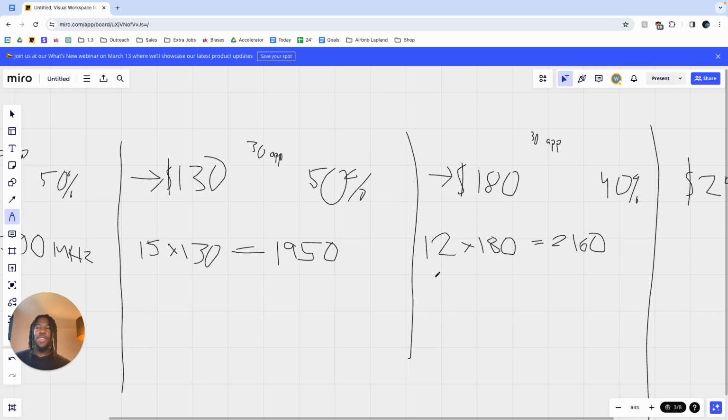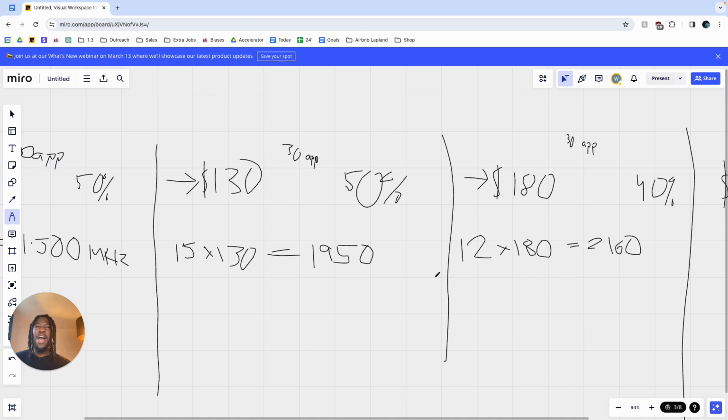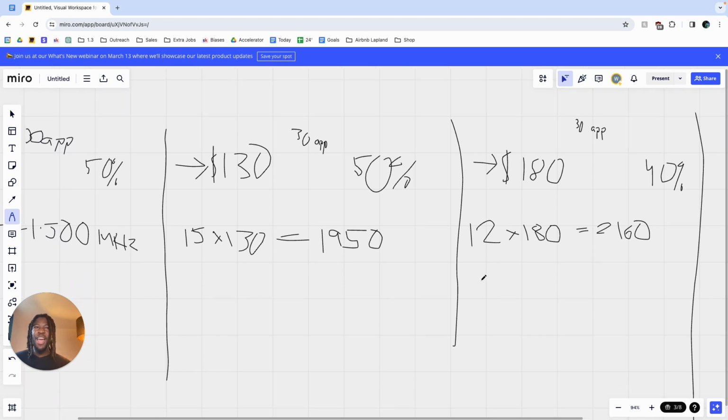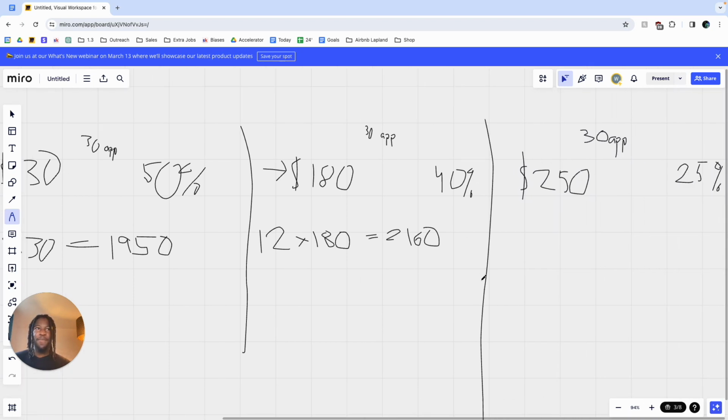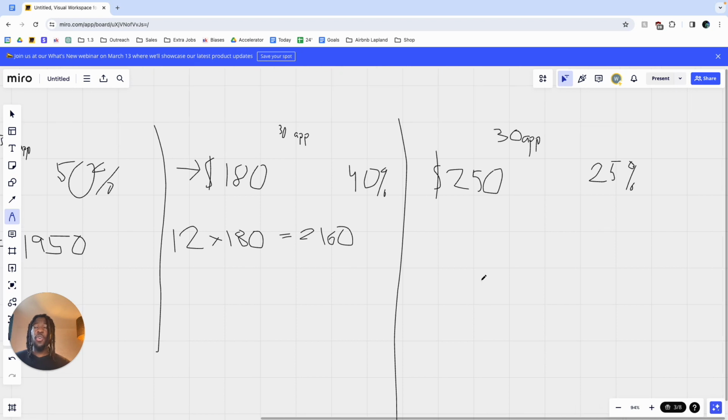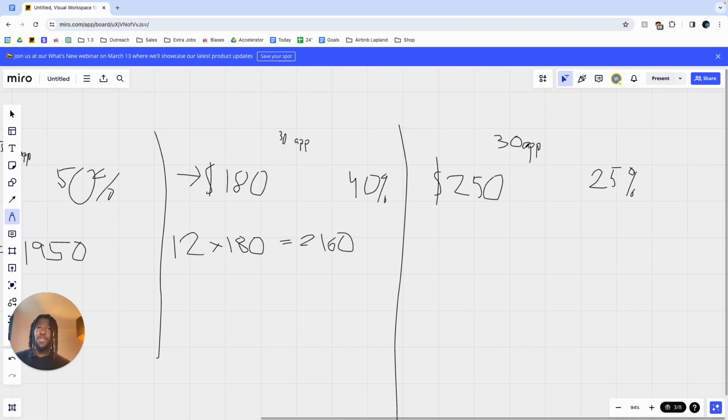Now, here's the caveat. There's going to be a point of diminishing returns. So let's say you think, okay, yeah, 180, but I want to still try and increase it a bit more. I want to charge 250. Okay, so let's say you charge 250. So you have the same 30 appointments coming in, right? But now we have a 25% closing rate because you charge 250. So you close every fourth.